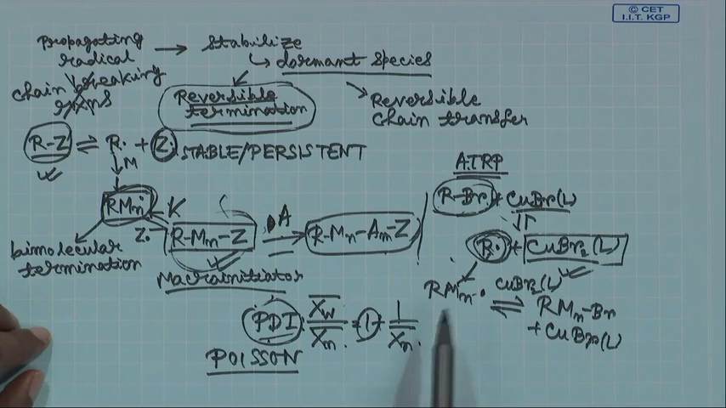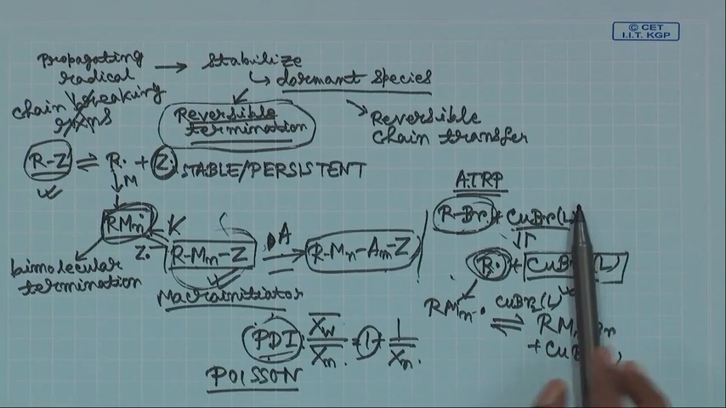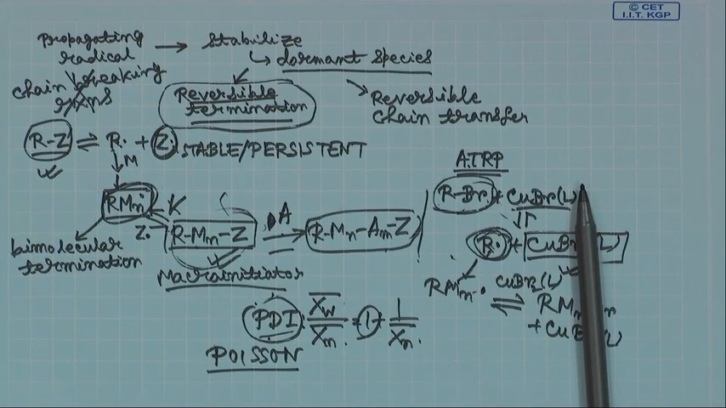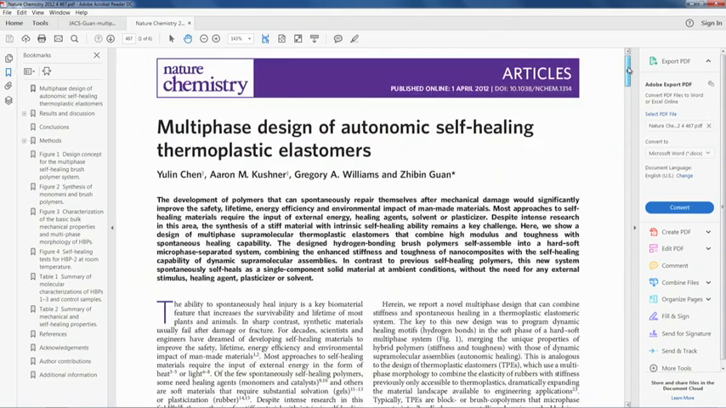And we also discussed one example of ATRP. So, we will talk about one more example here. Again, if we go to the PowerPoint, actually this is not the PowerPoint, this is the PDF of the particular paper that I am showing here, published in Nature Chemistry in 2012, multiphase design of autonomic self-healing thermoplastic elastomers.